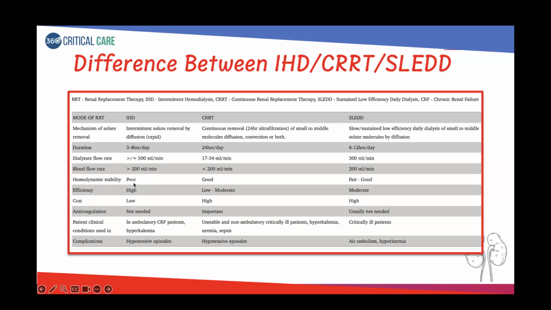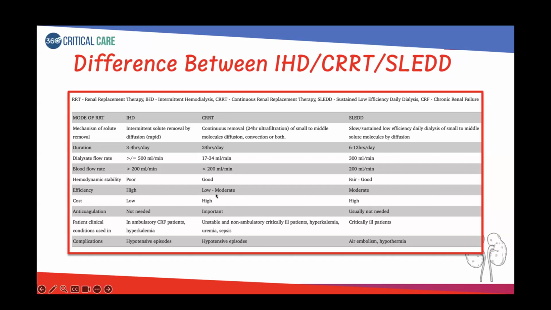Hemodynamic instability or stability, as I said, it is poor in intermittent hemodialysis because you are taking out a lot of blood, around 400, 500 ml of blood coming out of the patient in a minute. So there's more chances of hypotension at the beginning, and also intradialytic hypotension is more. It is fairly well tolerated in case of CRRT and same as SLED. If you are worried about hypotension in SLED, then increase the duration, go up to 12 hours with the same aim. Efficiency is very high, very rapid clearance of the solutes.